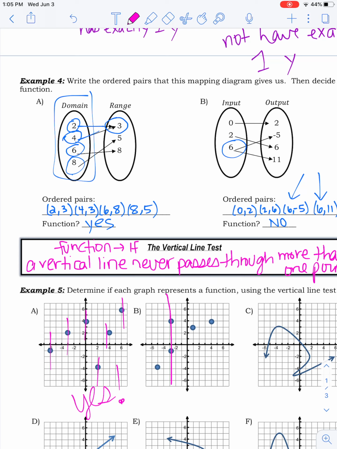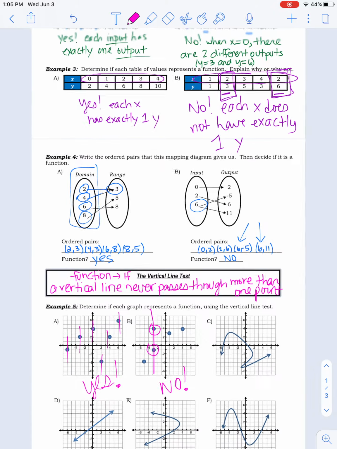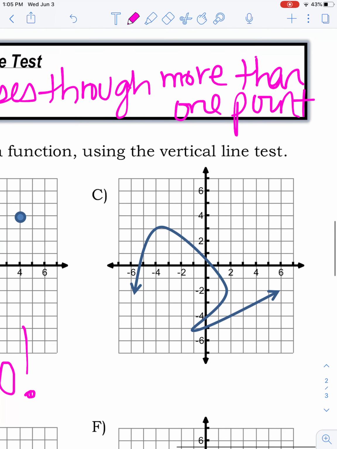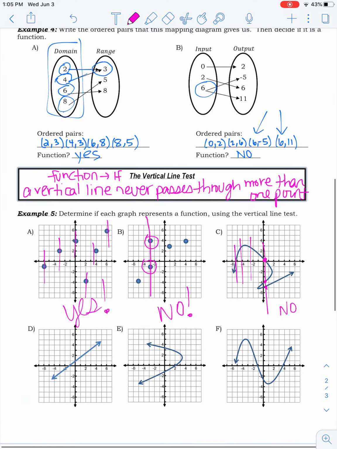Now on part B, you can see here that this vertical line I just drew in is touching 2 points at the same time. That fails the vertical line test, and I would say no, this is not a function. Now when it's continuous, you have to kind of check everywhere. So you have to imagine a vertical line through here and through here and through here and so on. And when we get to this point, notice it's passing 1, 2, 3 times through the relation. So it is not considered a function.